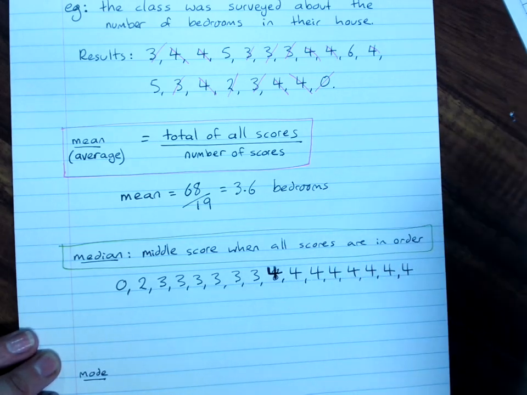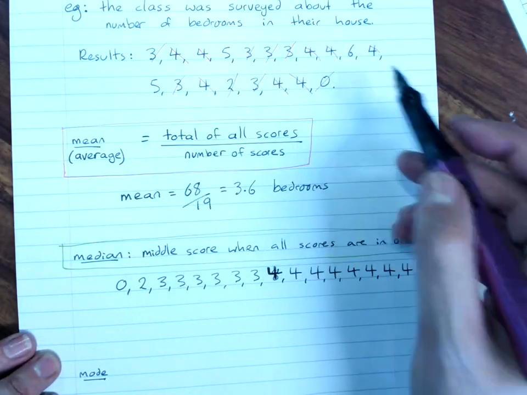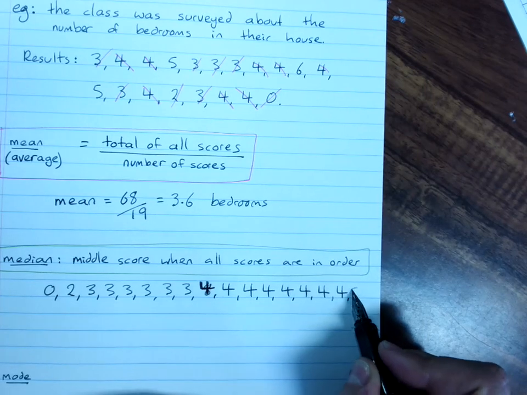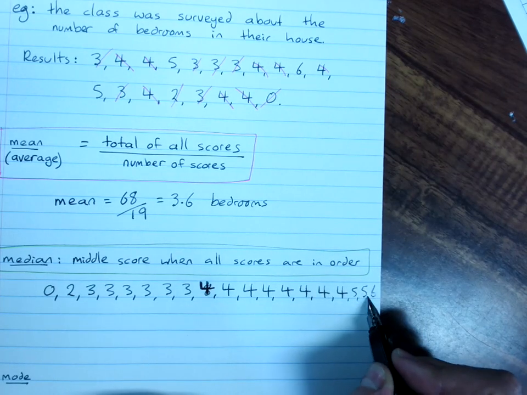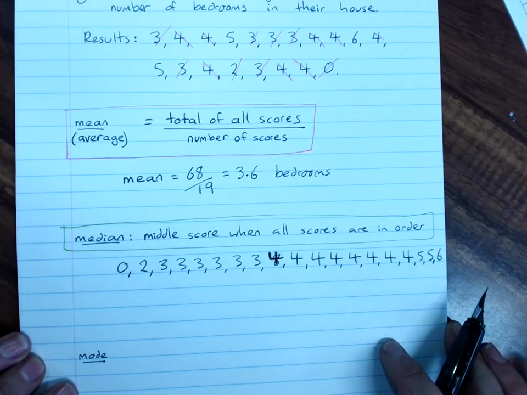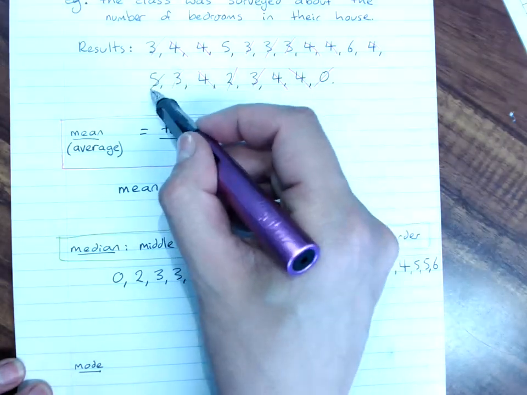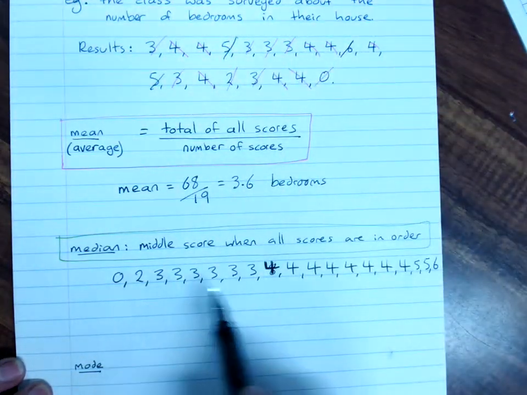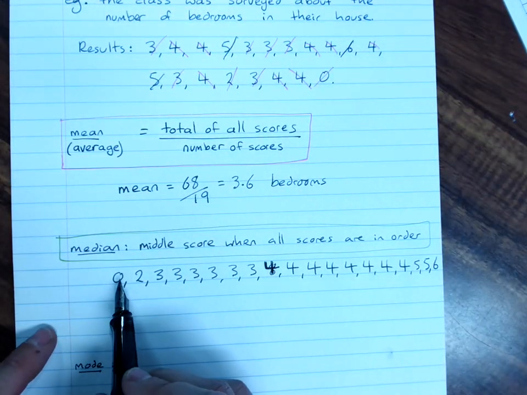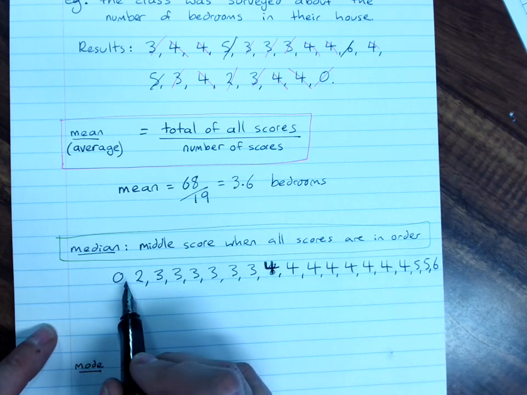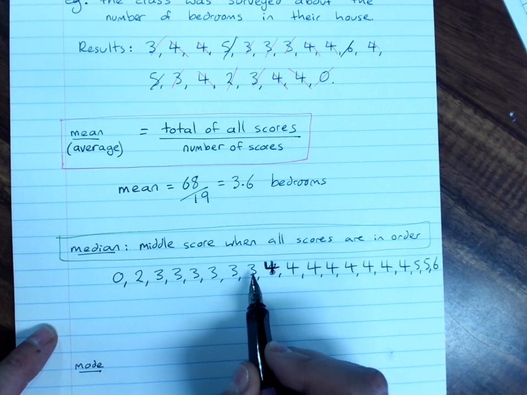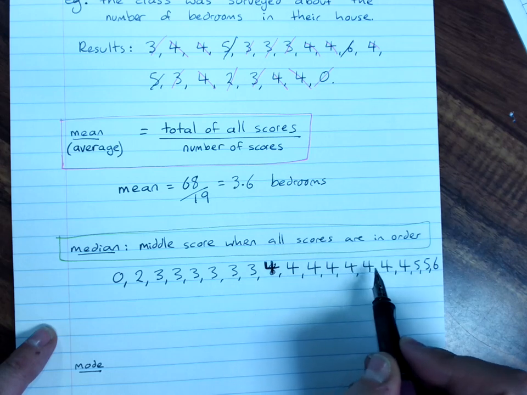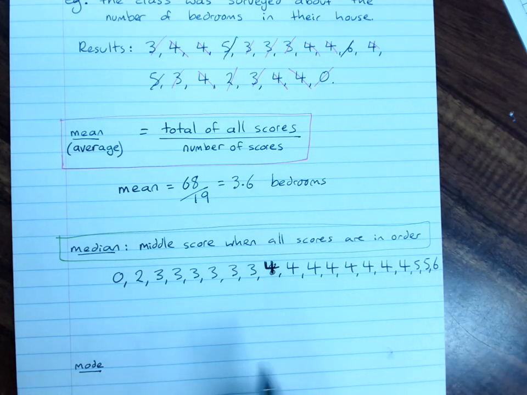Eight, and I've got 5, 5, 6. Let's see if I can fit that in there. Getting a bit squishy, sorry about that. Check that I got those, 5, 5, 6. And a good check is, I know I've got 19 scores, check that there's 19 here. So that's a pretty good check that I got it right.